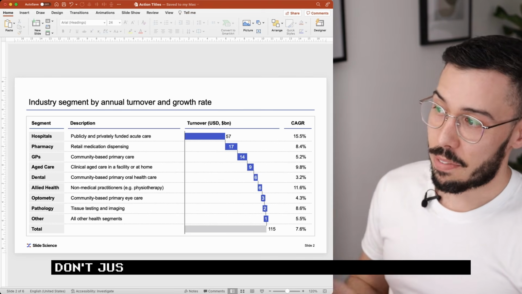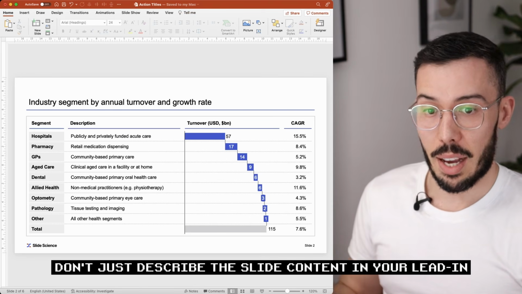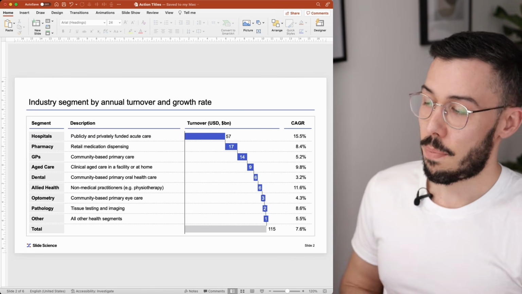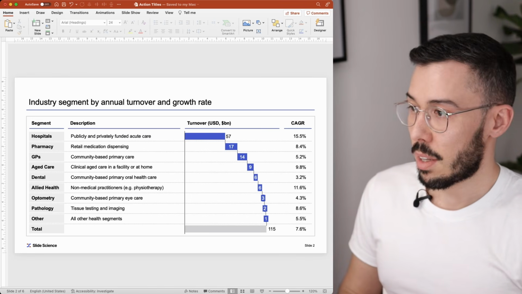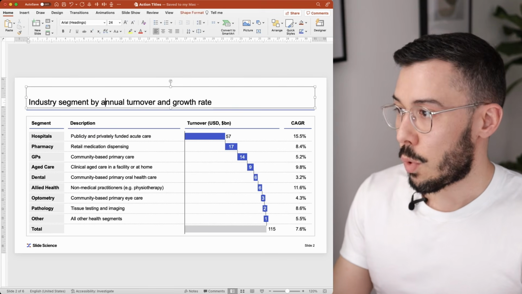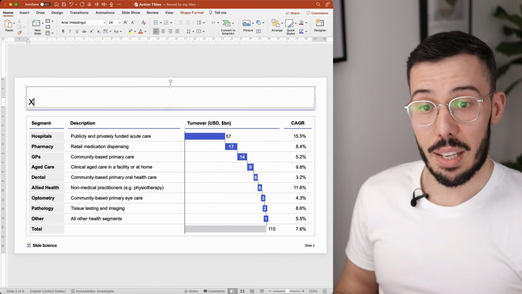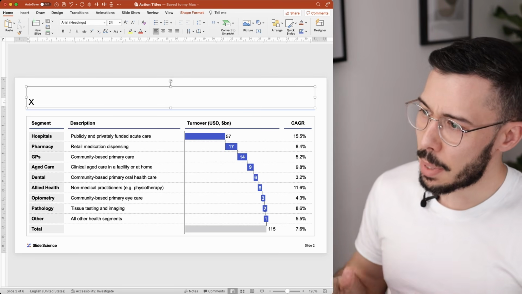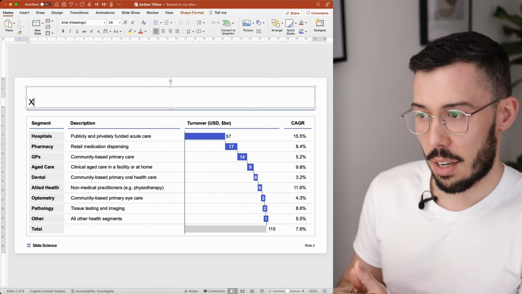But it's not the most effective way to use these slide lead-ins or titles. The most effective way is called action titles, and that's a different way of using them. So instead of just describing what's on the slide, like we've done here, we should think about the key implication or the so what of the slide. So maybe hit pause and think about that for this slide.